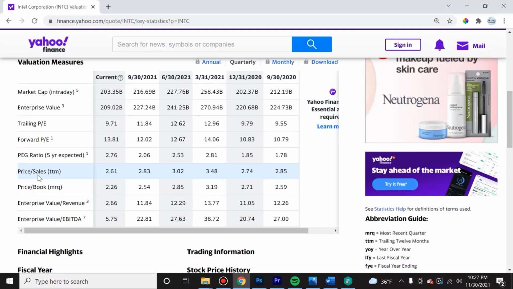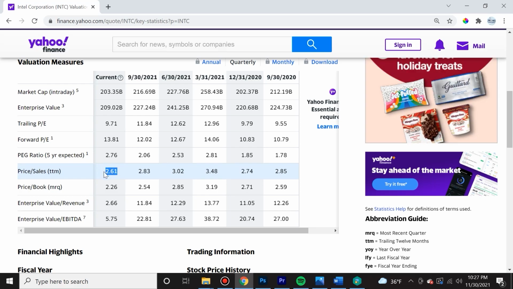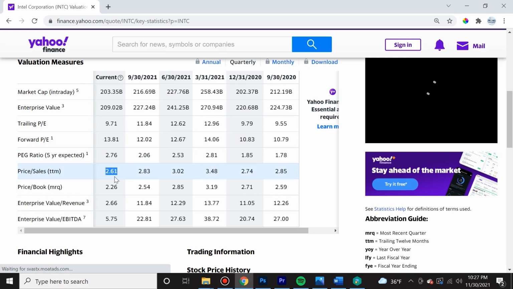Price over sales, in parentheses TTM. This means trailing 12 months. Remember, we talked about there could be forward PS. This is just regular PS, which is trailing PS. And you can see that currently it is 2.61. And if you're curious what they mean by current, just hover over and they tell you it's as of the date, November 29th. So Intel is 2.61.